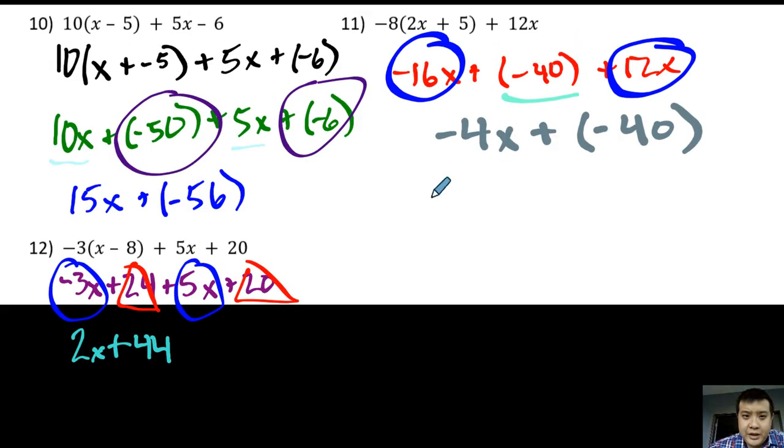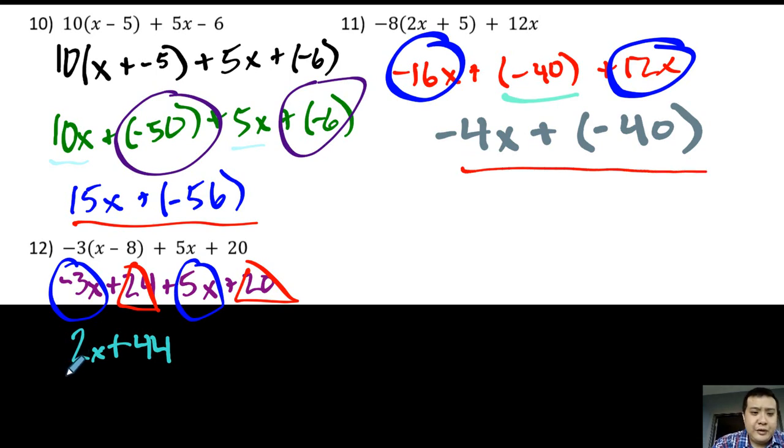For number 10, what you should have found is the answer is 15x plus negative 56. And what you should have found for number 11 is that it is negative 4x plus negative 40. And if you did number 12 correctly, you should have found that it is 2x plus 40.